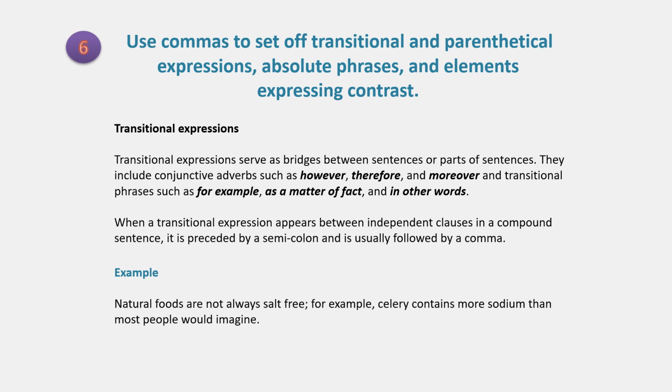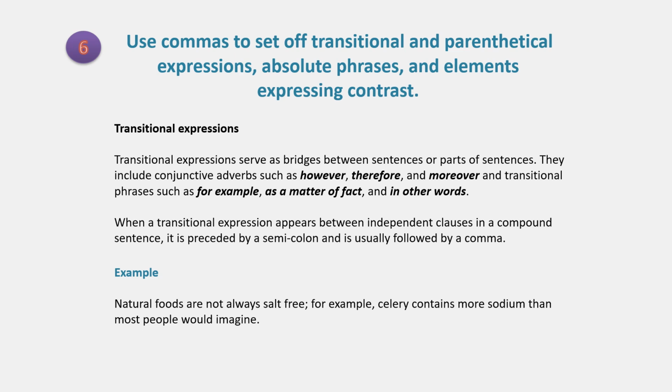So here, the transitional expression is preceded by a semicolon when it appears between independent clauses in a compound sentence. The transitional expression here is for example. Now, after including the semicolon before the transitional expression, you put a comma after the transitional expression. So let's go on to the next slide.